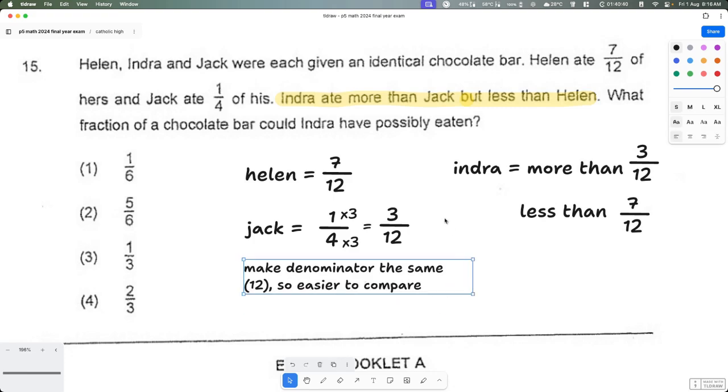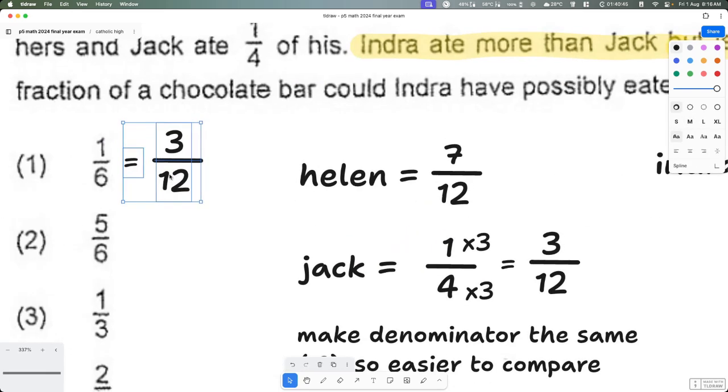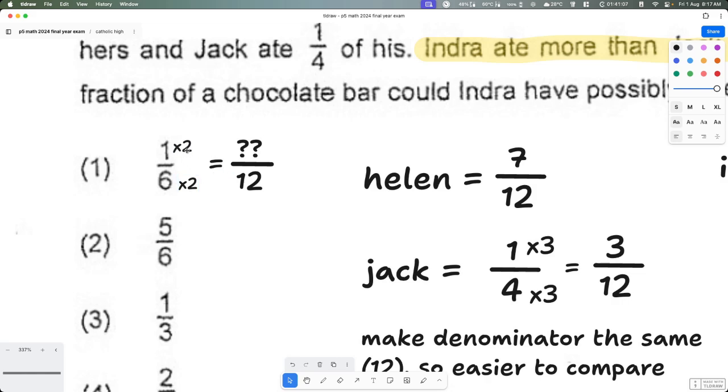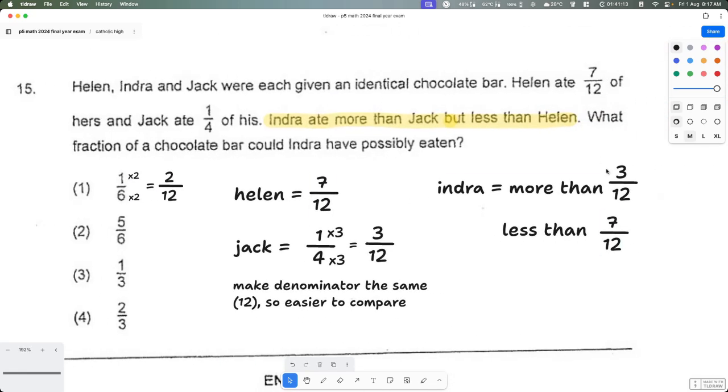First we're going to make this 1/6 into the fraction. Let me put this fraction a little bit smaller, something like this. So what do you think this will be? 1/6, we need to multiply by 2. So that means this will be 2 out of 12. So it doesn't fit this criteria because it has to be more than 3 out of 12. So in this case, this is wrong.